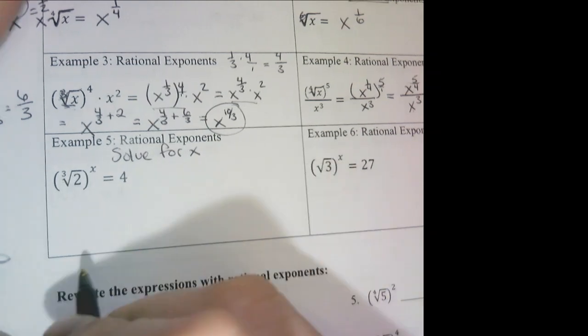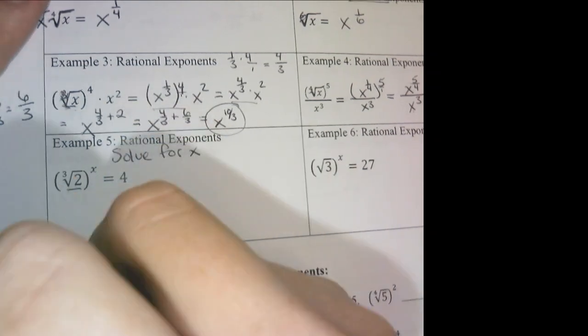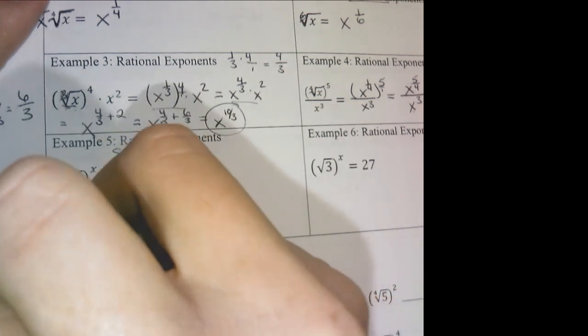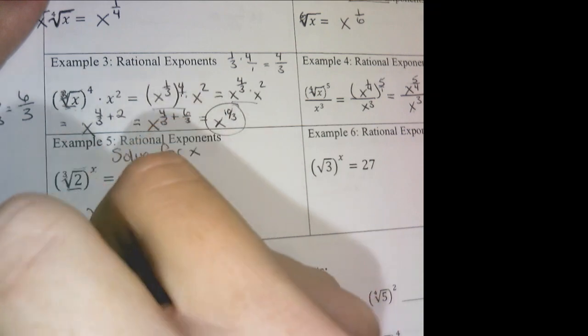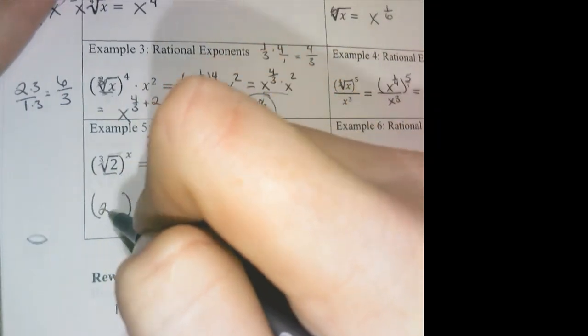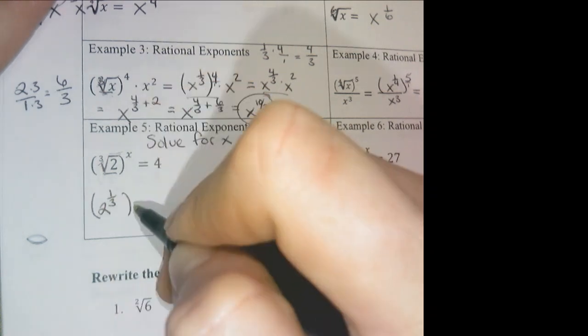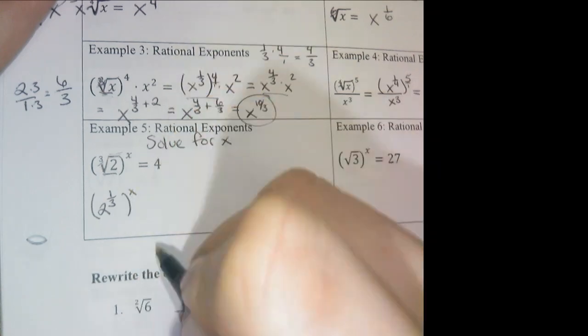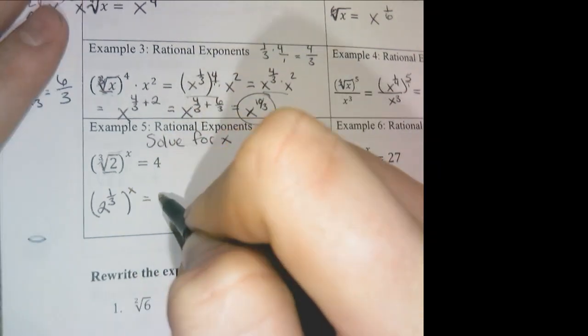So first, I'm going to rewrite this problem as a rational exponent. Cubed root, that's the third root, so I'm going to rewrite that as 2 raised to the 1/3. And then outside, we still have this x equal to 4.